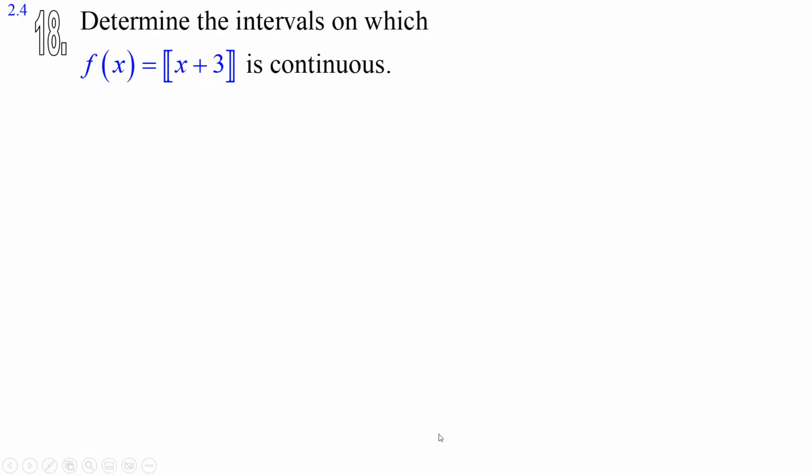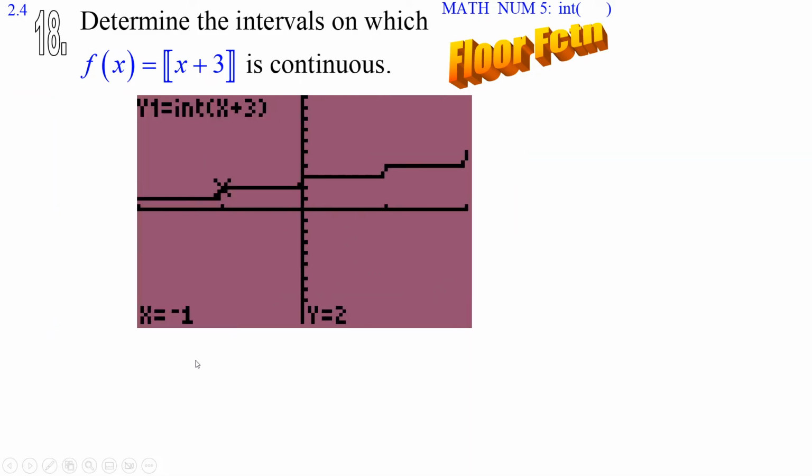Okay, number 18, that's a floor function or the greatest integer function. And you need to know how to put this into your calculator. Floor function, okay, on your calculator, that is math, and then number 5, which is the integer of, and in this case, that'd be the integer of x plus 3. So the integer part of a number, okay? So put that into your calculator as y sub 1 very carefully. And that's your graph right there. And I did a window so I could see this a little better.